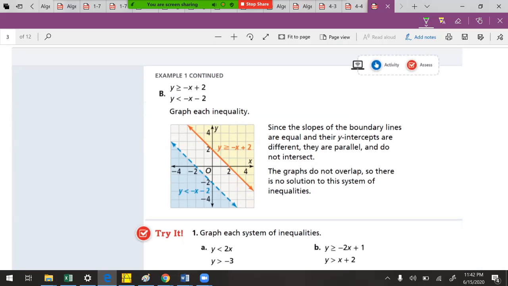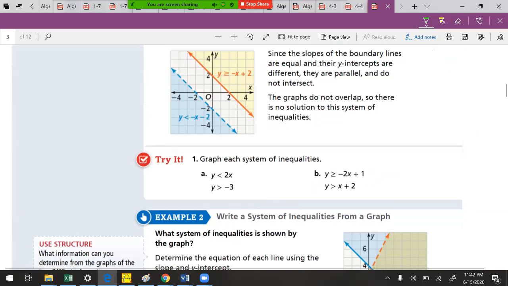Okay, so let's look at this right here. If they don't intersect, there's no solution. Not just if the graphs intersect, because if they do intersect, or if they don't intersect, the shading can still intersect essentially. However, take a look at these right here. Y is less than 2x and y is greater than -3. Let's graph both of those.